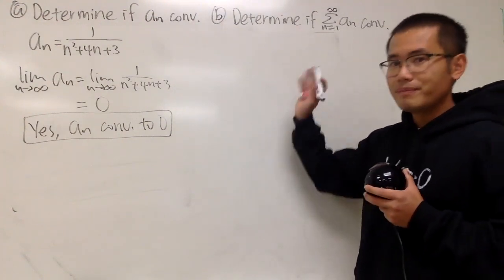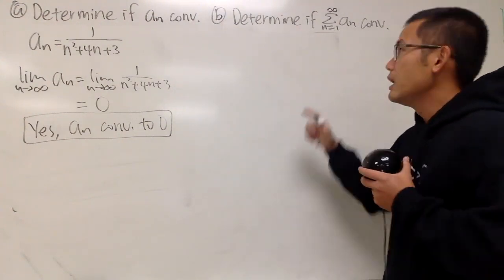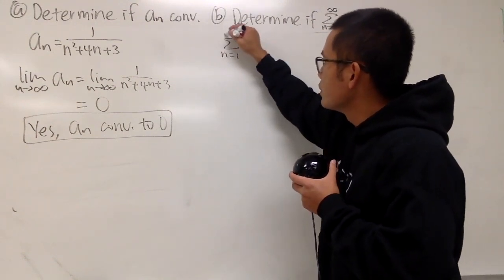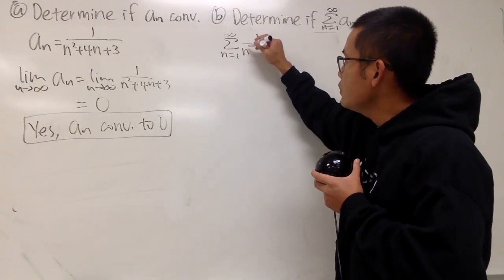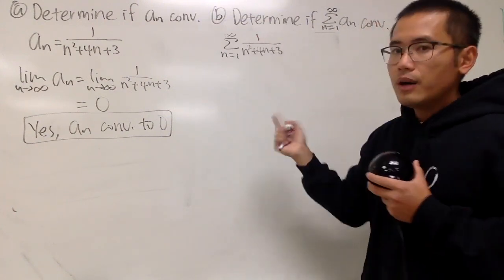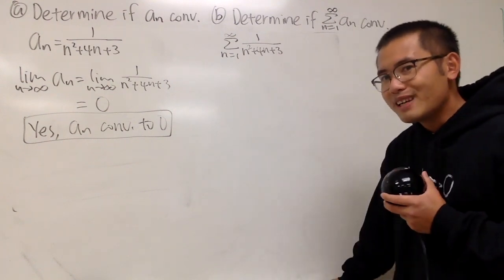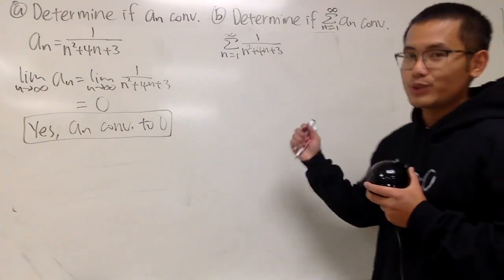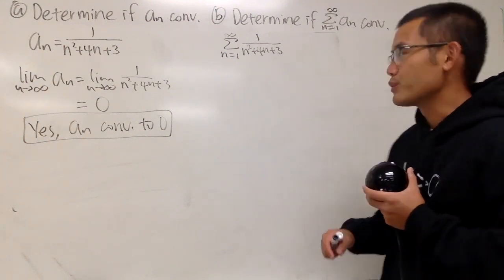This is the sum. That means you just add up all the terms. This right here is how it looks. We are going to see the sum as n goes from 1 to infinity of 1 over n squared plus 4n plus 3. This is in fact a telescoping series, and we'll just work it out. We'll tell you the value for this as well.